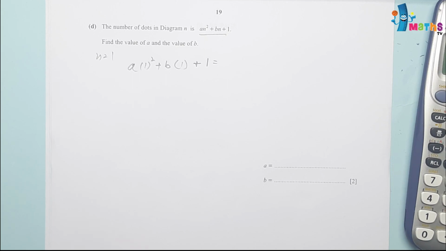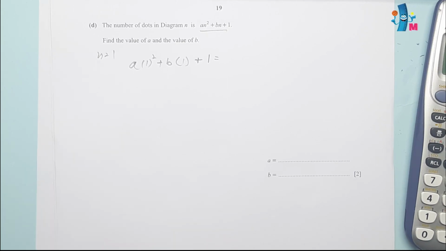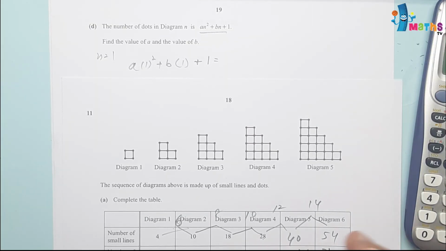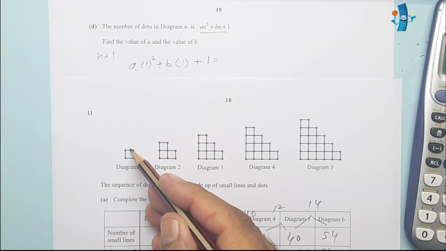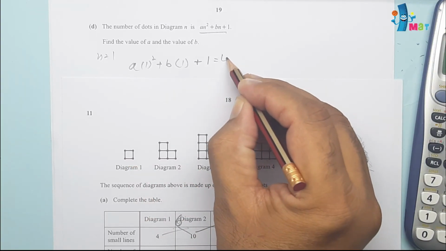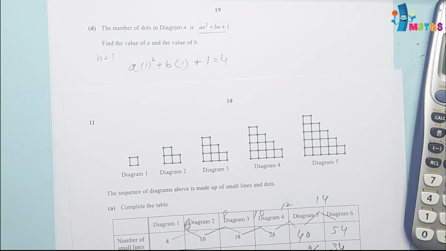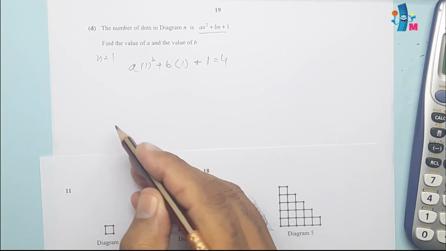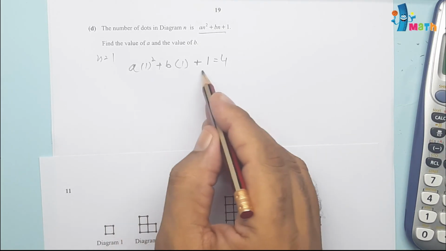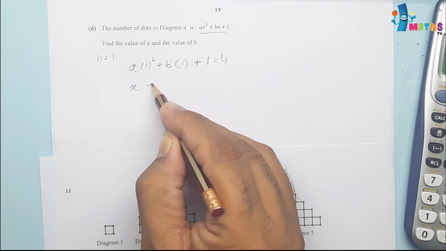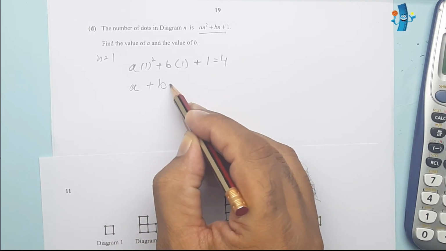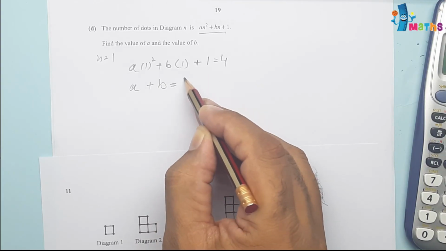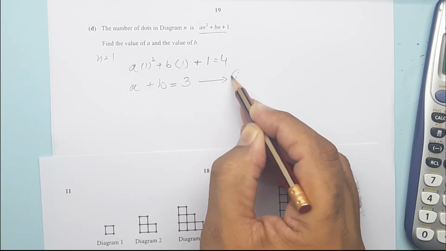4. So I will show you the drawing as well. This is the first drawing. For this one it is 1 2 3 4, so we'll write here 4. And similarly we'll use n is equal to 2 also, but I will simplify this first. This will be a plus b is equal to 4 minus 1, which is 3. So we got this equation 1.